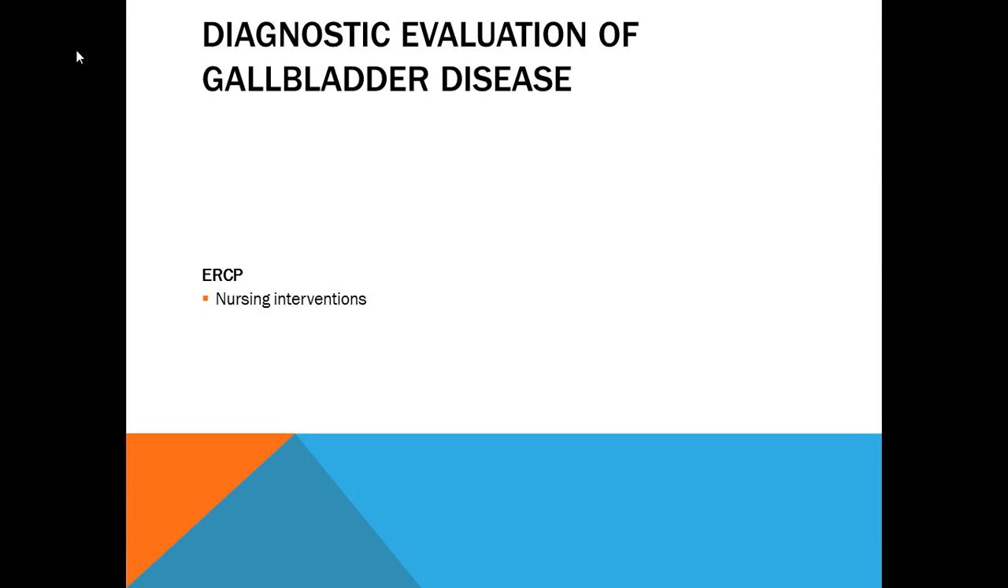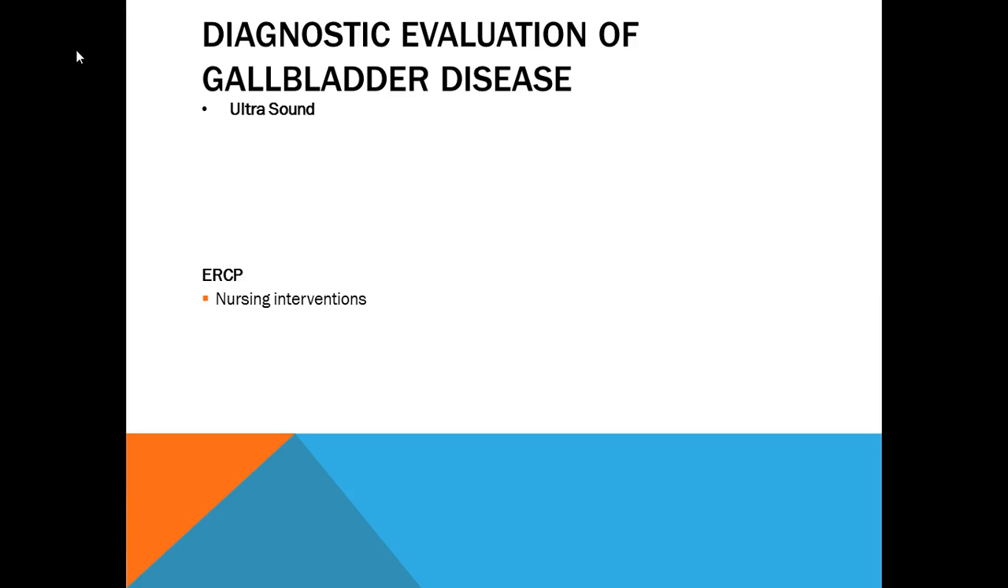Diagnostic evaluation of gallbladder disease. The very first thing that we always think about with gallbladder disease, if we need to remove a stone, is an ERCP. And we've talked about an ERCP in the past. Please remember nursing interventions post-ERCP: vital signs, abdominal assessment. Remember what's important: post-procedure, 24 hours post-procedure, and then 72 hours post-procedure. The 24 hours post-procedure is when we commonly see the adverse event of pancreatitis. 72 hours afterwards is when we see infection.